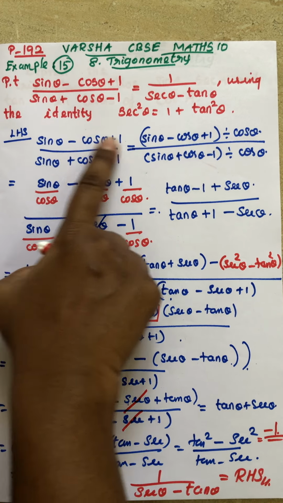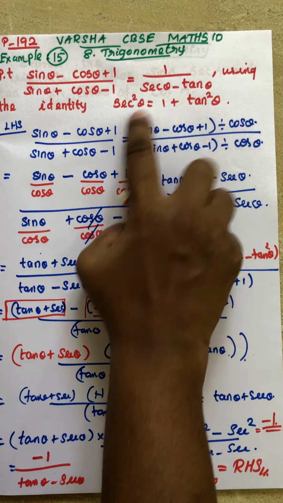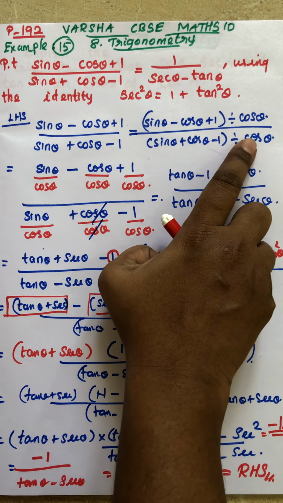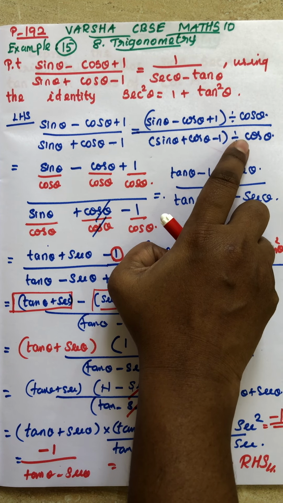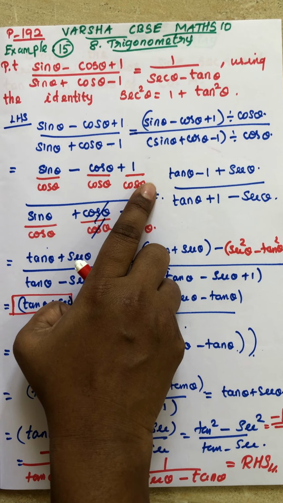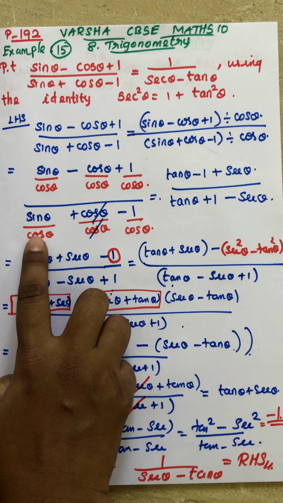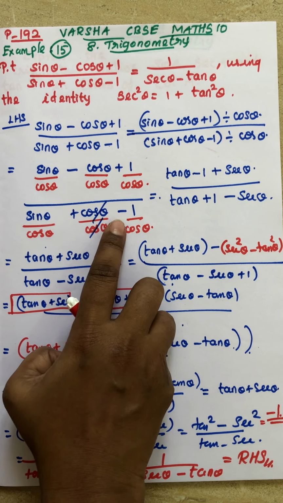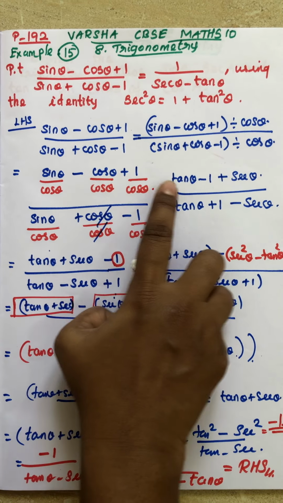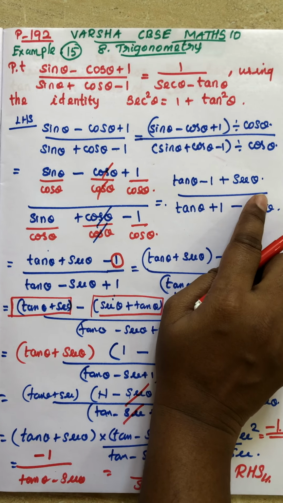See, sin theta minus cos theta plus 1 over sin theta plus cos theta minus 1. So, to get tan and secant, we are dividing the numerator and the denominator by cos theta. See, numerator and denominator we are dividing by cos. So, how to divide? You have to divide every term in the expression. So, sin by cos minus cos by cos plus 1 by cos divided by sin by cos plus cos by cos minus 1 by cos. So, when you cancel, you get sin by cos, that is tan theta. Next term it is cancelled. So, this is minus 1 plus secant theta.